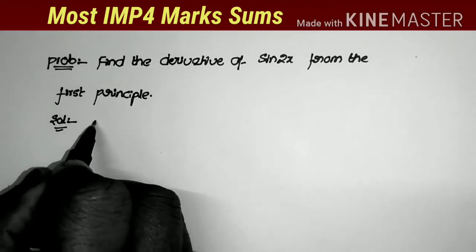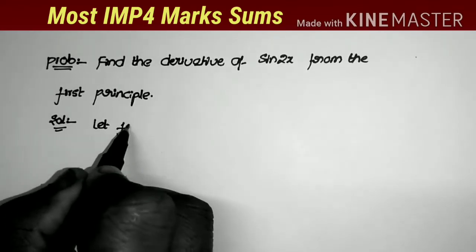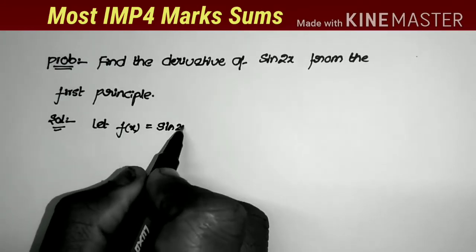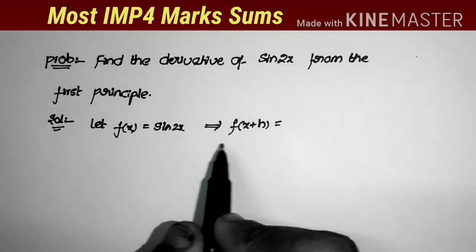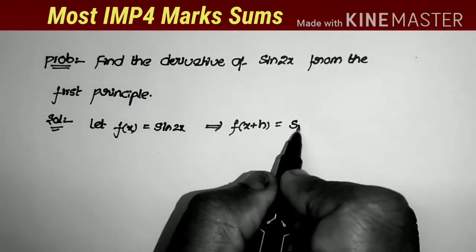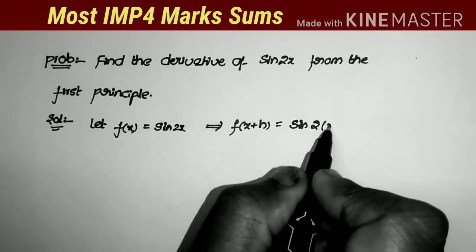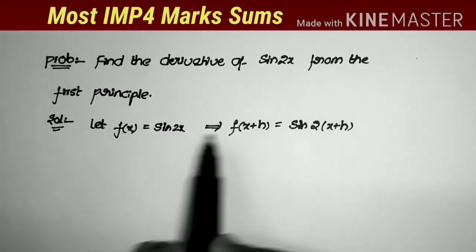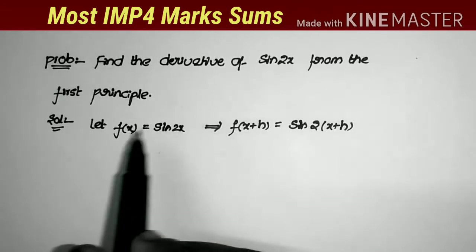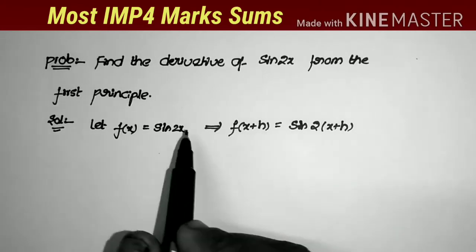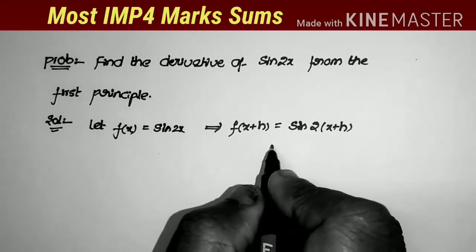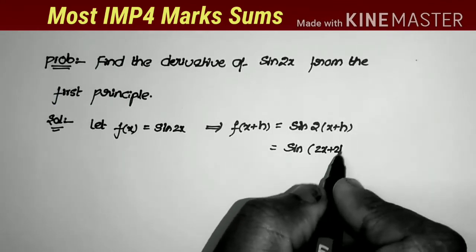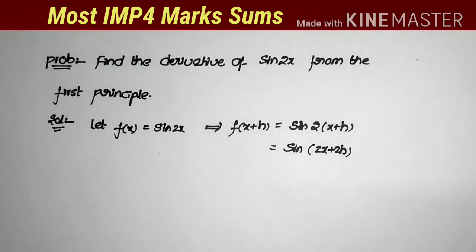First we take that the given function is equal to f of x. F of x is equal to the given function, sine 2x. Now after that we take the value of f of x plus h. F of x plus h means in place of x we substitute x plus h. That is, f of x plus h is equal to sine 2 into x plus h, and this is equal to sine of 2x plus 2h. So this is the value of f of x plus h.